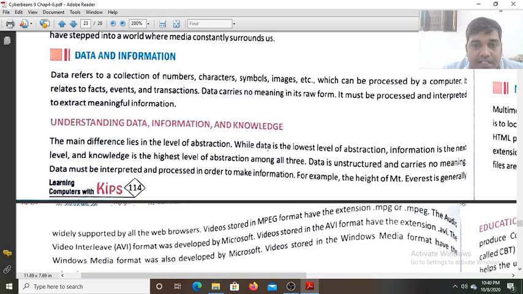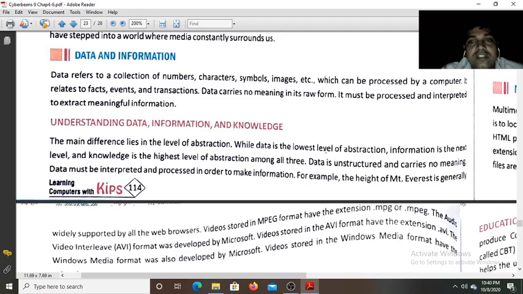So data is the lowest level of abstraction. Information is the next level, and knowledge is the highest level of abstraction among all the three. Yes, data is the lowest level of abstraction.